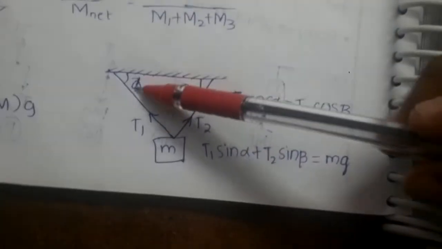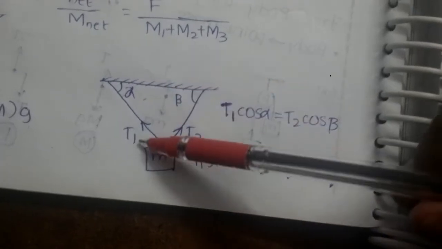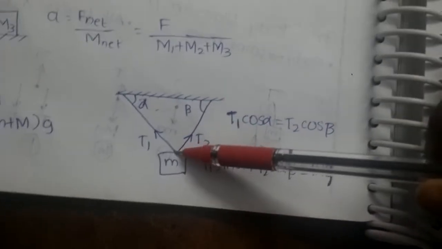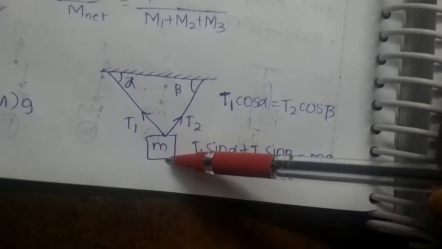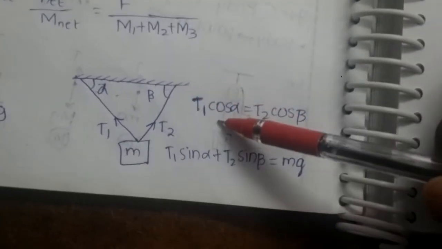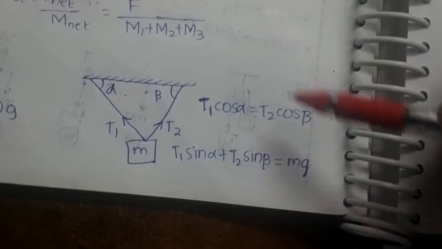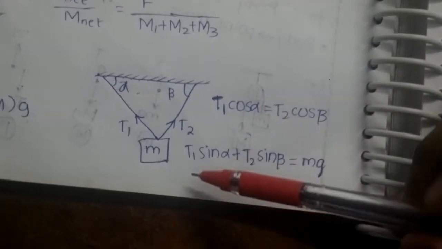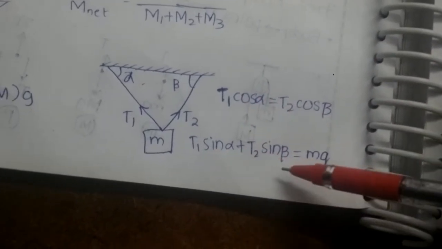And another example. Let us consider this angle as alpha and this as beta. These are two different strings connected to the same block. Then T1 cos alpha plus T2 cos beta are equal, and T1 sin alpha plus T2 sin beta is equal to mg. Here we can prove that one also. If this is T1 and this is also T1, consider the string is massless.